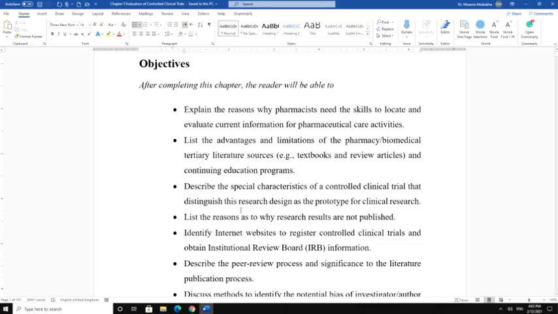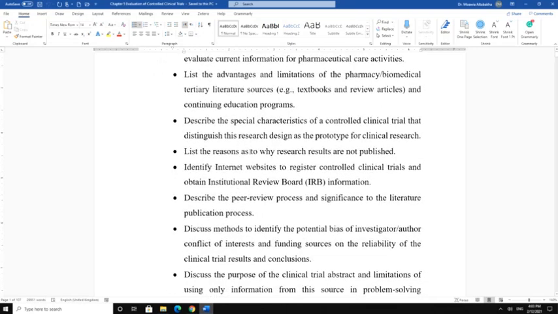Describe the special characteristics of a controlled clinical trial, because there are other trials or other studies that are done on human, and controlled clinical trial is one of them, and it's actually a main type of clinical research. But there are other types. You already maybe heard about case control, cohort study, case report, case series. So there are other types of studies that involve human subjects. So what are the characteristics of a controlled clinical trial?